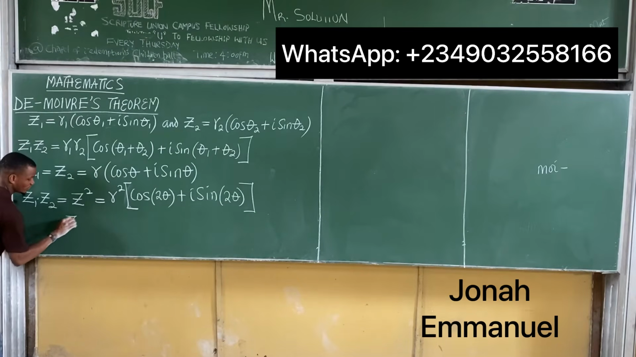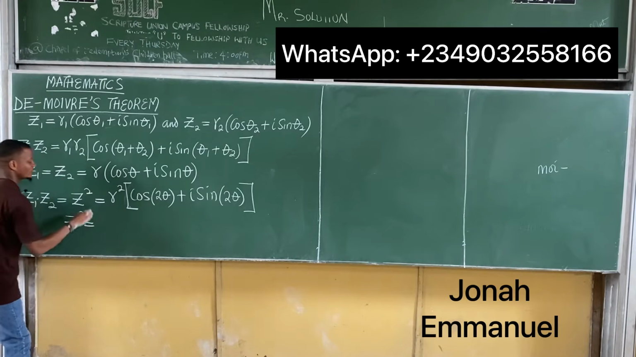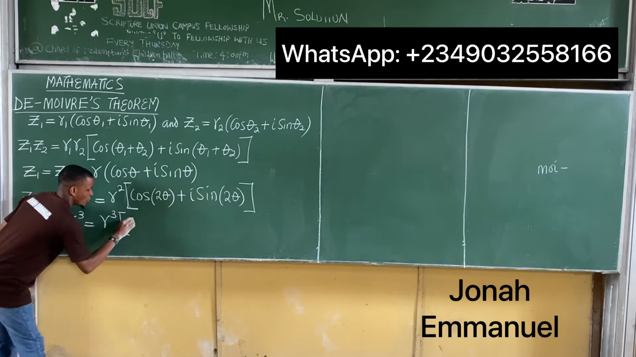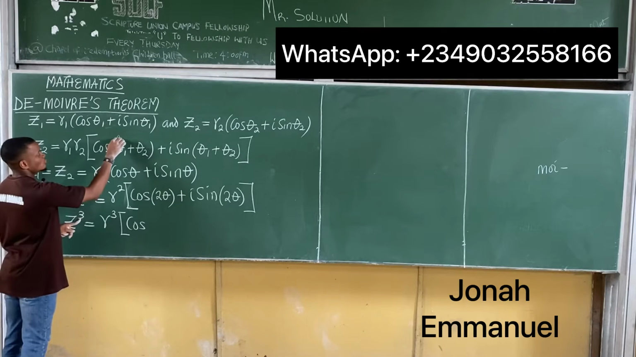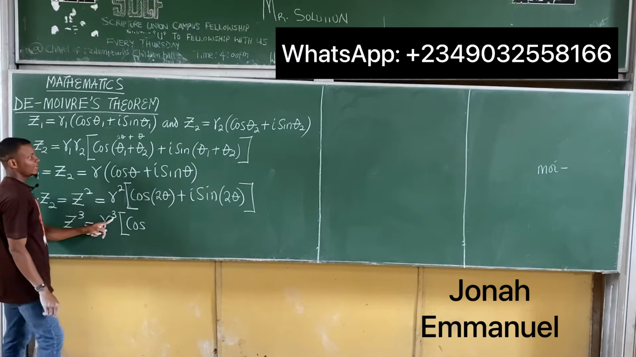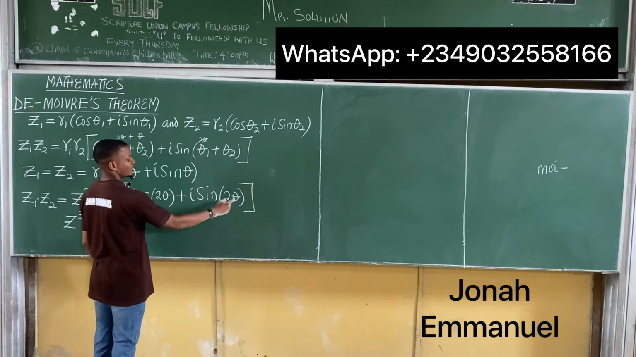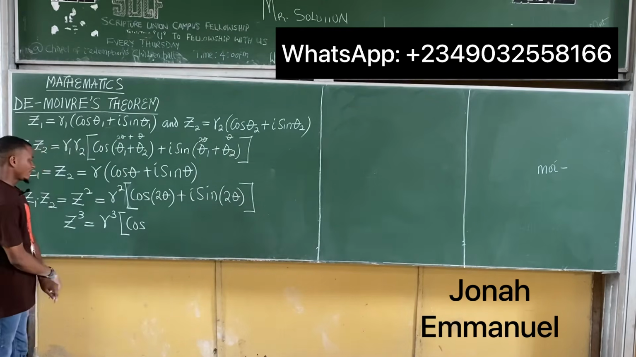Let's use z cube. What will z cube be? Of course, that will be r times r times r, that's r to the power 3, into cos. If it's cube, in one side I'll have 2 theta, plus in the other side another theta, that will give you 3 theta. Same thing here for sine: 2 theta from this, and then another theta, that's the third one which I'm multiplying.